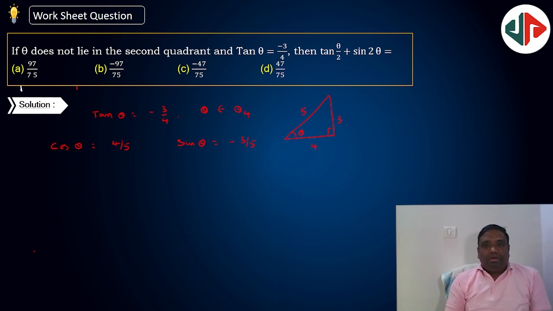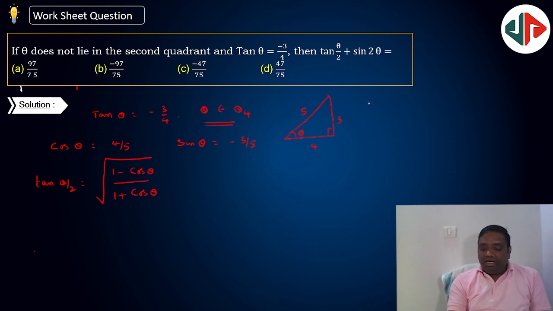But I require to find out the tan of theta by 2 value. Tan of theta by 2 can be rewritten as under the root of 1 minus cos theta by 1 plus cos theta. Yes or no? Here we will get plus or minus, then what is the nature of theta by 2 here?